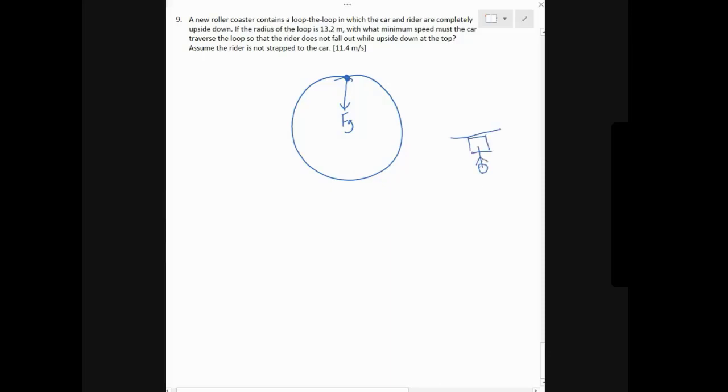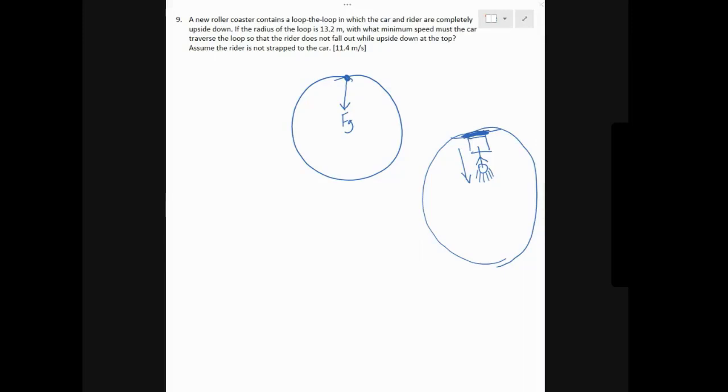This is my person with her hair. Okay, so this is the person at the top of the loop-de-loop. So the person is underneath the circle. So this is the surface above. So which way is the normal force going to point? Downwards. Yeah, good. It would point this way.